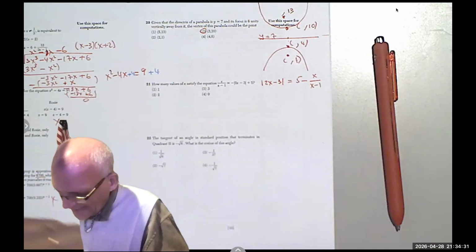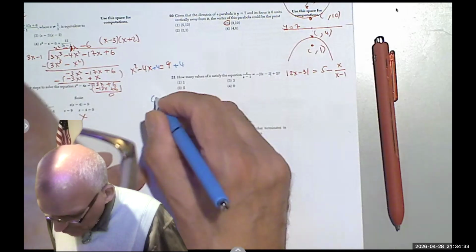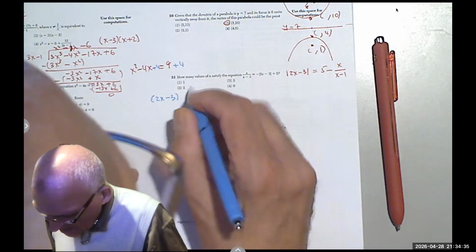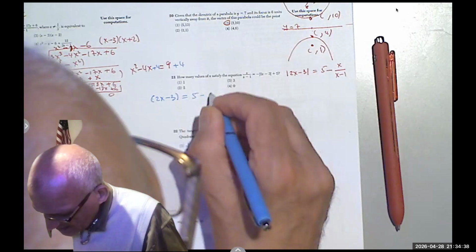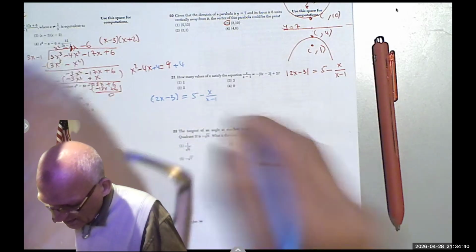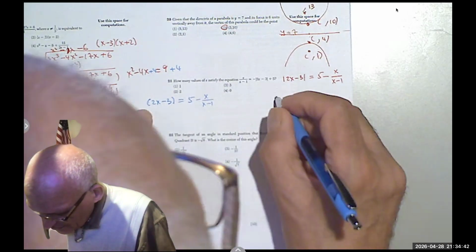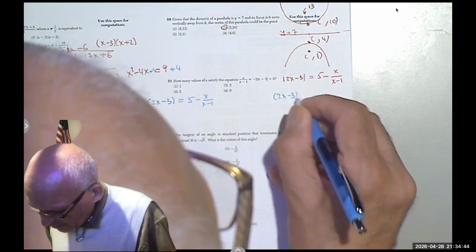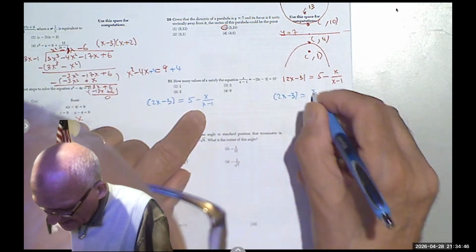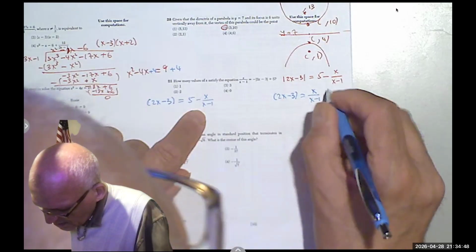So I either have 2x minus 3 equals 5 minus x over x minus 1, or I have 2x minus 3 equals the negative of that. So it equals x over x minus 1 minus 5.